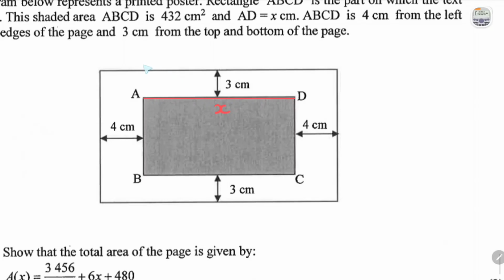Okay, so with these sides, here is what we can see. They told us that this is x, right? So we can actually look at it as this, the dimensions of the page. This is x over here, that would represent x.